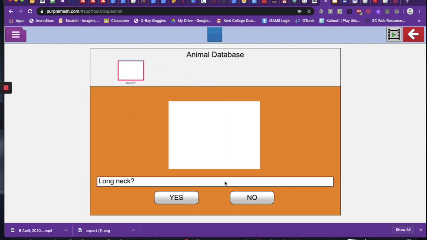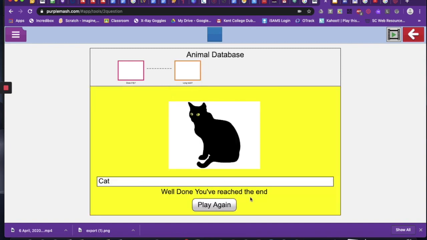Does it have a long neck? We just discussed this. Cats don't have long necks. Oh, look at that. Perfect. So that's what you guys are going to be up to next week using Purple Mash.